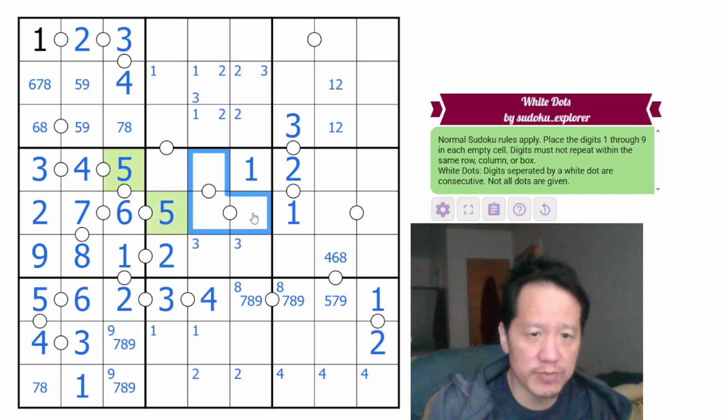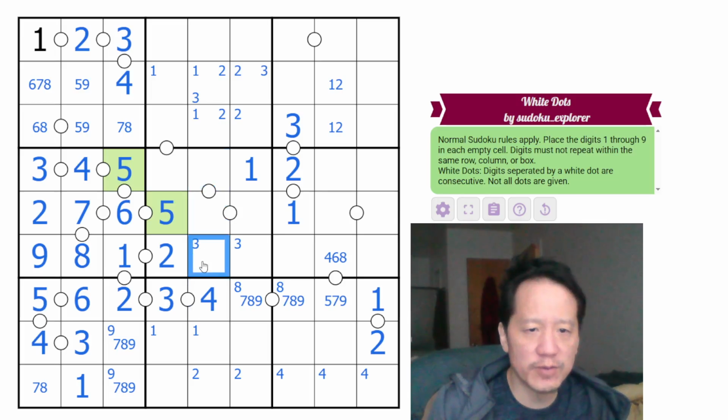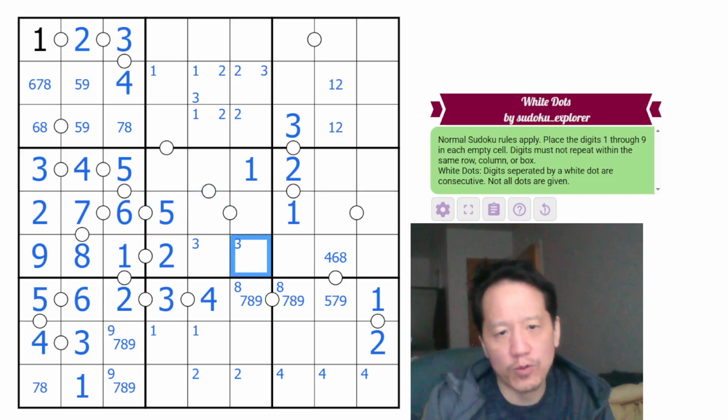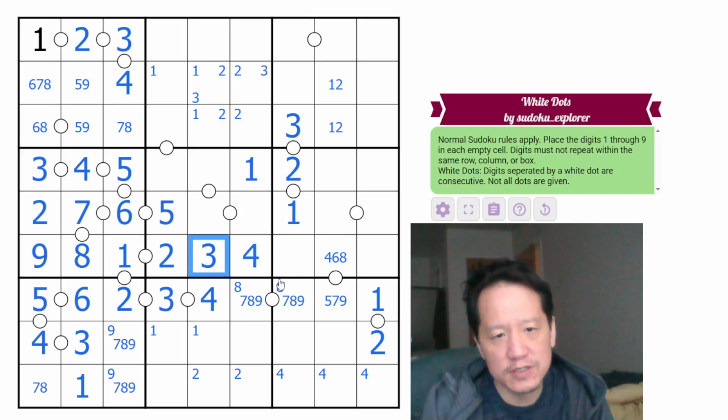So none of these can be 4 either, right? If this is 4, well, none of these could be 4 anyways. If this is 4, it has to be consecutive with 3 or 5, but they're both taken in that column. So 4 cannot be here. 4 can't be any of these cells, and if this is 4, this would have to be 3 or 5, but 3 has to be here, and 5 is already taken in the box, so this can't be 4. Therefore, where's the 4? It has to be here, which makes this a 3.